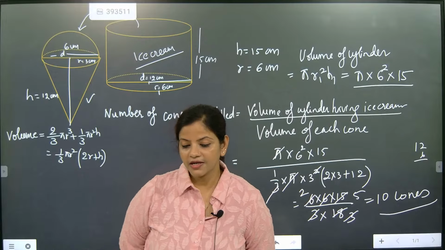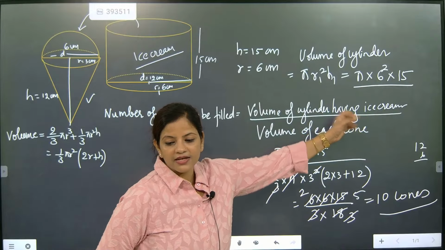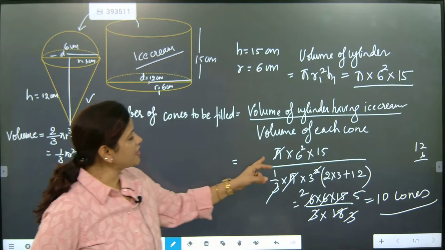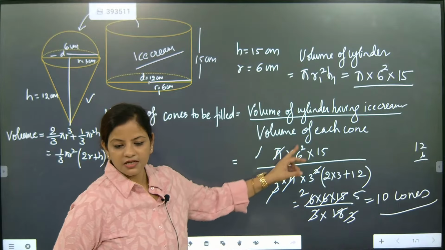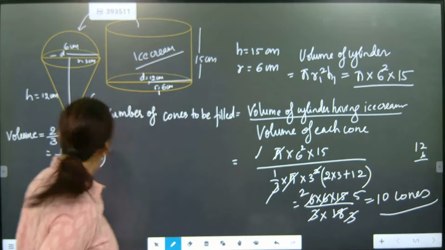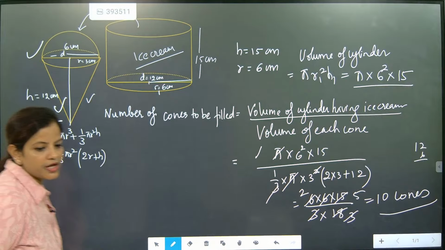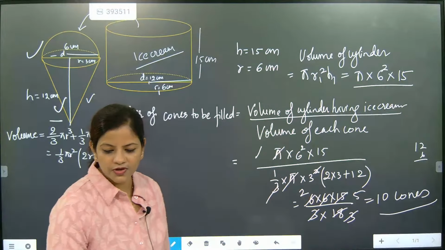10 cones is the correct answer. Actually, the volume of the cylinder having ice cream is pi into 6 square into 15, and then the volume of cone which is going to be filled with ice cream will become this section plus this section together. I hope everybody understood this one.